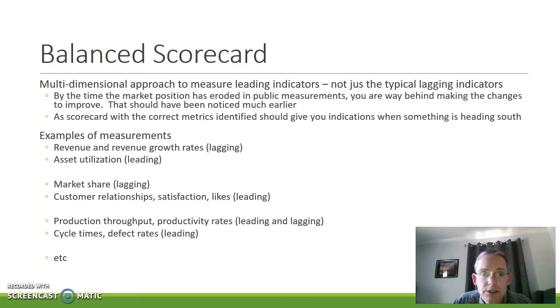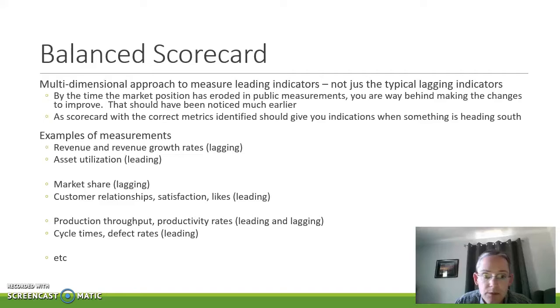Overall, you want to have a balanced scorecard. Basically, what are the leading indicators as a business that show that we are where we need to be? By the time the market position has eroded in your public measures, you're going to be behind. So what you need are leading indicators. What do we know that points to problems ahead? Put those in a balanced scorecard, and I've got some examples there.